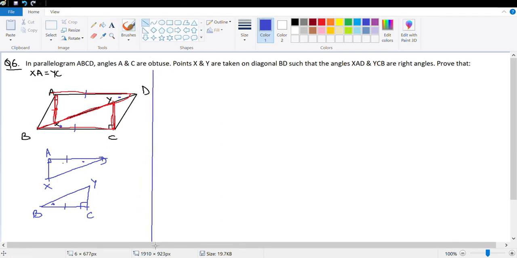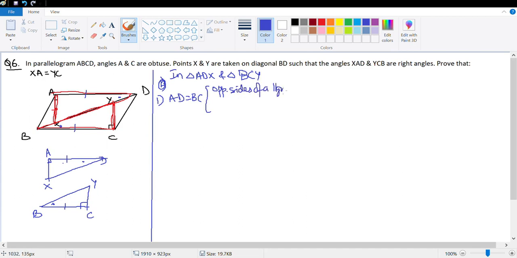Let's start writing this down. Like I keep saying, draw a rough diagram and highlight whatever you know. Let's see. So let's start writing. Number one, in triangle ADX and triangle BCY. Let's look at what points we know. Number one, AD is equal to BC. Reason: opposite sides of a parallelogram are equal. So I've got one side. What else do I know?